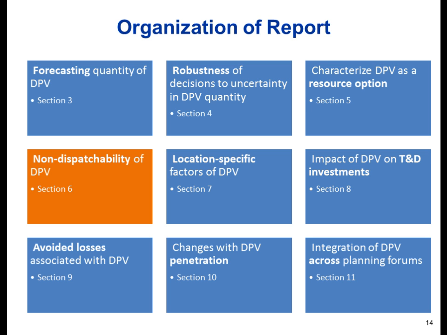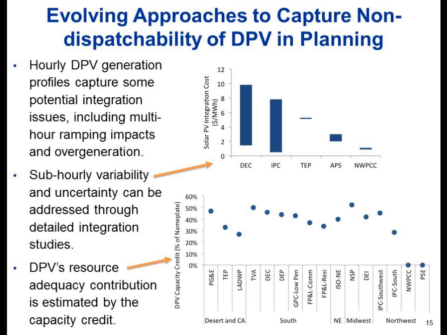The next section explores how planners account for the variable and uncertain nature of generation from distributed PV within these planning studies. On slide 15, we see that overall there's an evolving set of methods for capturing this important aspect of distributed PV in utility plans. Almost all of the studies that we looked at appeared to develop an hourly profile of solar generation that can capture the changes in the output of distributed PV due to the changing position of the sun and also due to cloud cover.